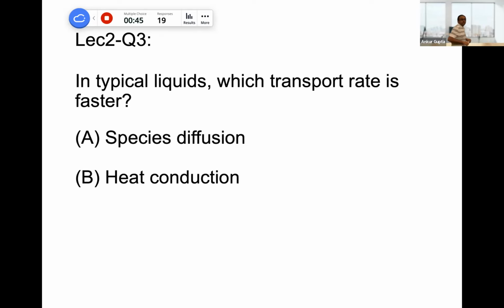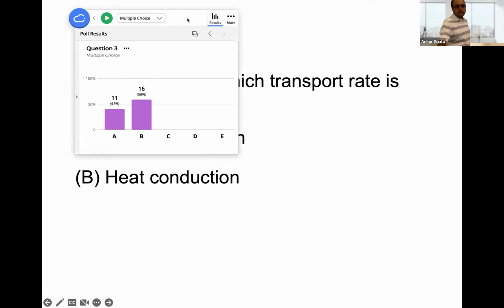I'm still waiting for 7 or 8 students. Then another 15, 20 seconds. All right, 2 more responses. I think we are good. Let me just wait for 5 seconds in case. Yeah. Few more seconds. All right, let's end this now. Let's look at the results. So it's split, roughly 40%, 60%.